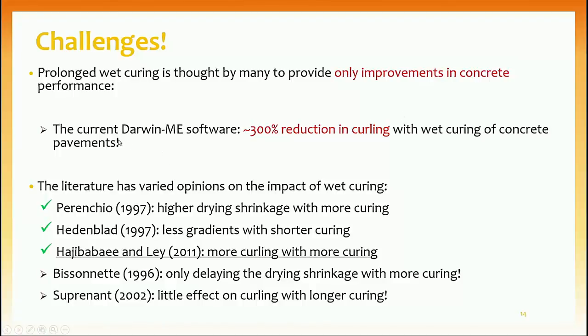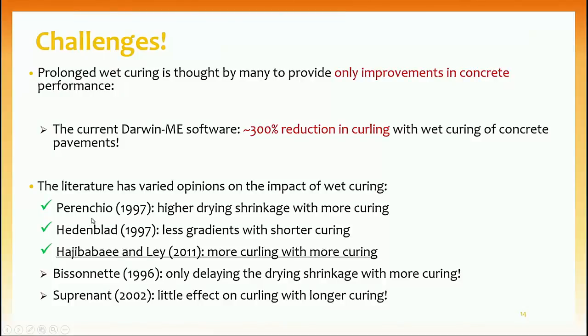For example, the current Darwin equation, which is a widely known equation in the United States for pavements, says that there is a 300% reduction in the curling after using prolonged wet curing. But there are varied opinions in the literature about the impact of wet curing and prolonged wet curing.